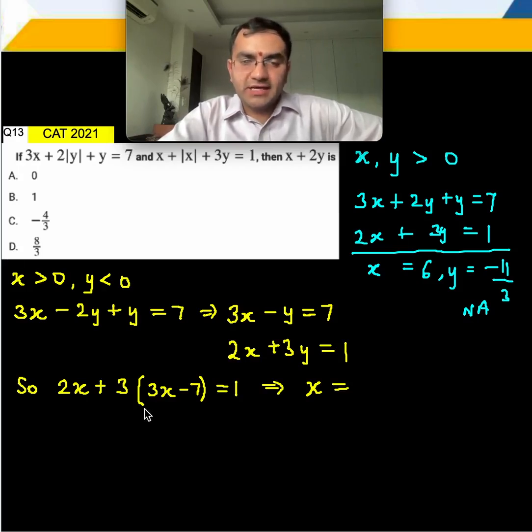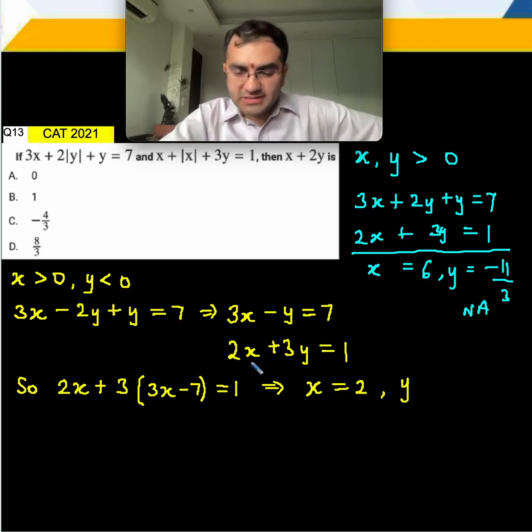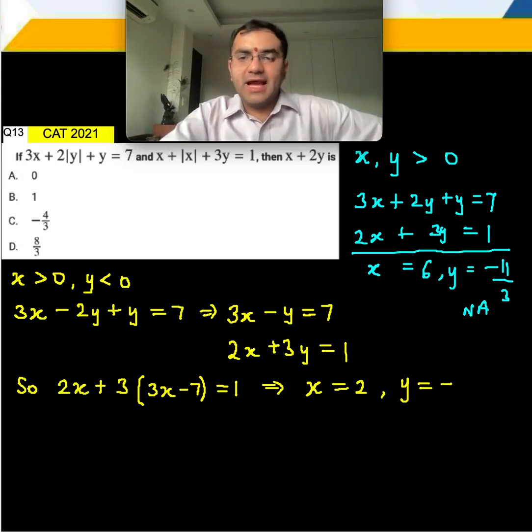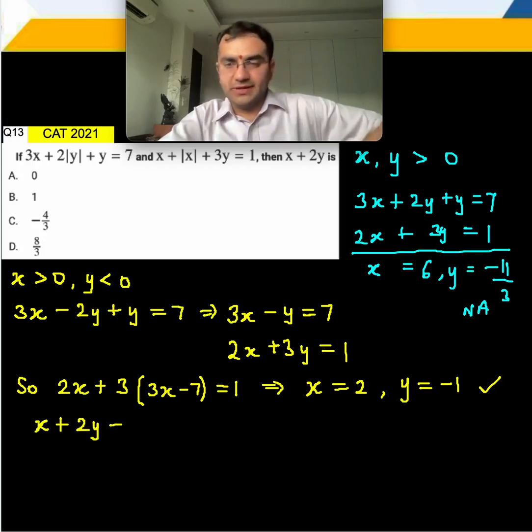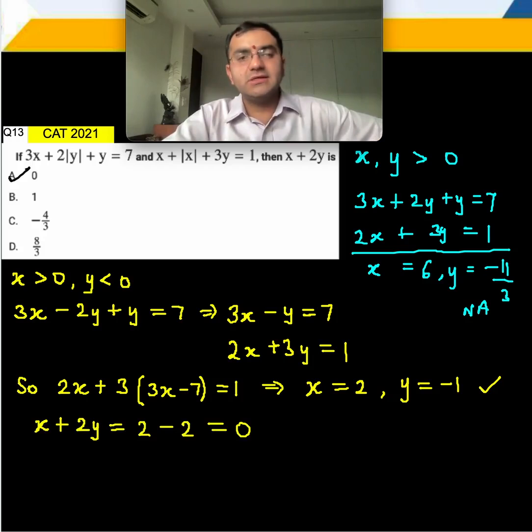Solve 9 plus 2 11x is equal to 21 plus 2 22. X is 2. Put it back. X is 2 डालो 4 minus 3, y is minus 1. And this is matching. X is positive, y is negative. So now we can find out x plus 2y. That's 2 minus 2. 0 is the right answer. Answer is A part for question number 13. And this was worth leaving for round 2.